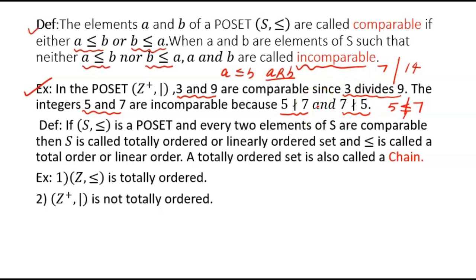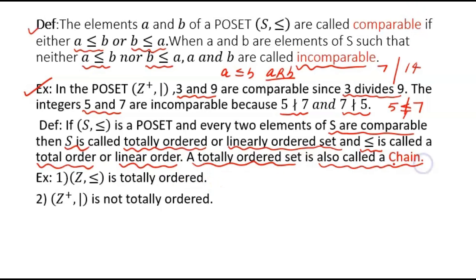But there may be examples where any two elements are comparable. So suppose I take a partially ordered set, and if every two elements of S are comparable, then S is called a totally ordered, I highlight it, totally ordered or linearly ordered set, and this relation is called a total order or linear order. A totally ordered set is also called a chain.